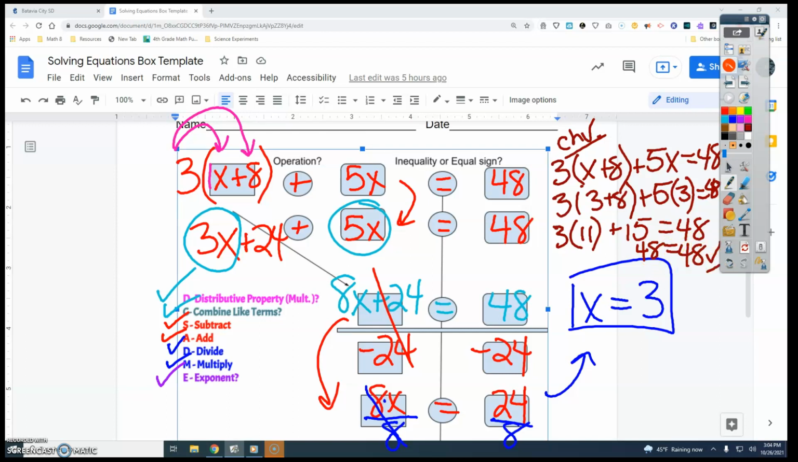You know, if I'm a student and I know how to check, I really don't need the teacher. I know whether I'm right or I'm wrong. But this is solving equations in a nutshell, and this is with our DC SADME strategy.